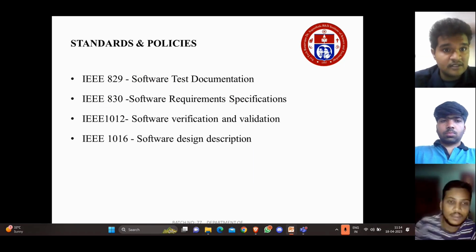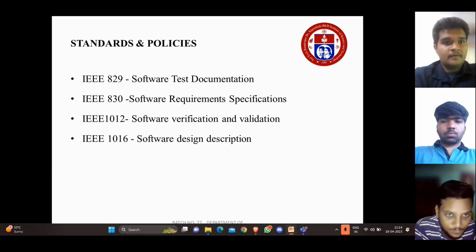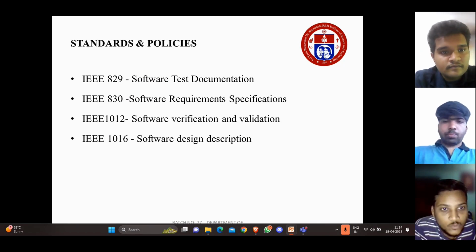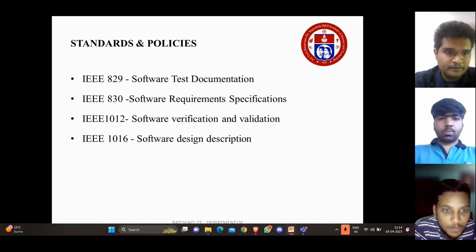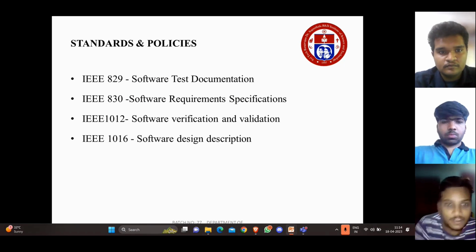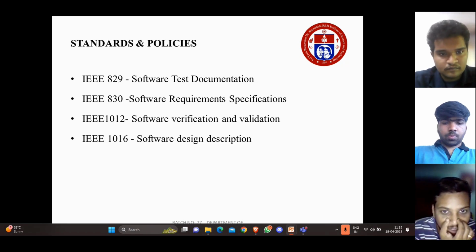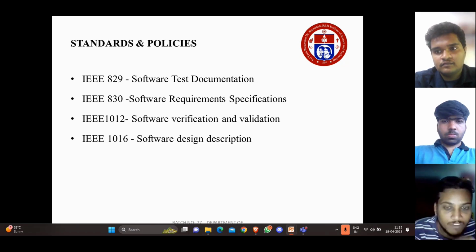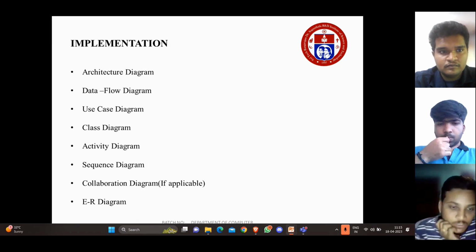Next, standards and policies, Vamsi. Basically, these are the standards and policies we have acquired from the internet for the verification of our project. These are the IEEE papers we searched for: the first is IEEE 829, and then IEEE 830, IEEE 1012, and IEEE 1016. These are the IEEE papers which suit our project. And next we'll be going to Jashwant.